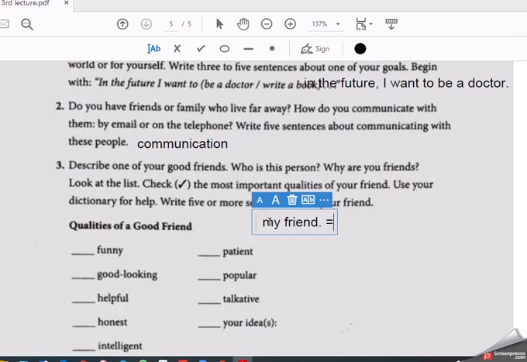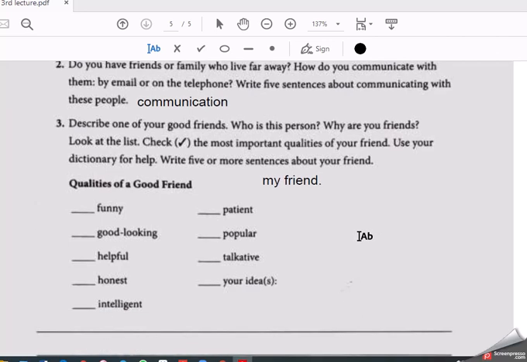But what I have to use these words. Be careful. Make your description neat, tidy, arranged. Try to use this. For example, my friend Ali is funny. My friend, for example, Jafar is a good-looking person. He is very helpful. He is honest. He is intelligent. He is smart. He is talkative, popular, patient.